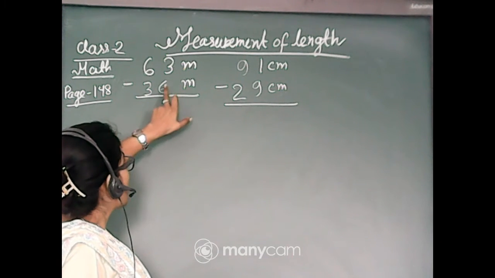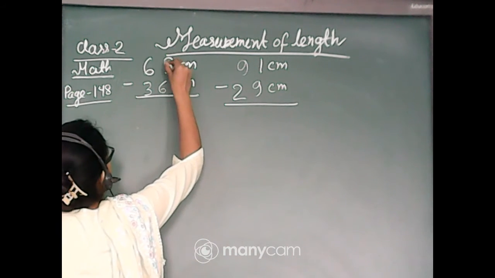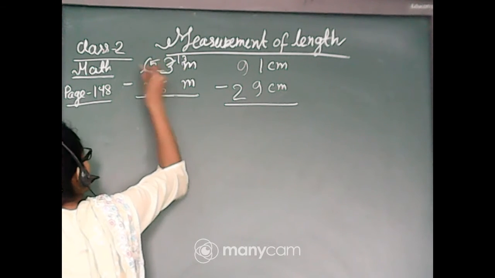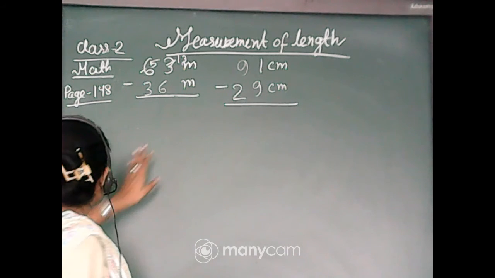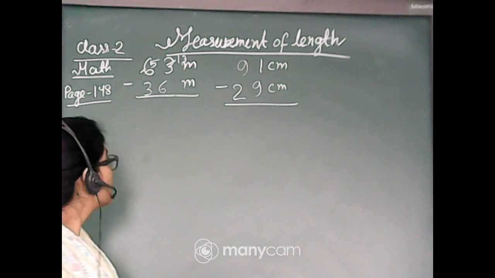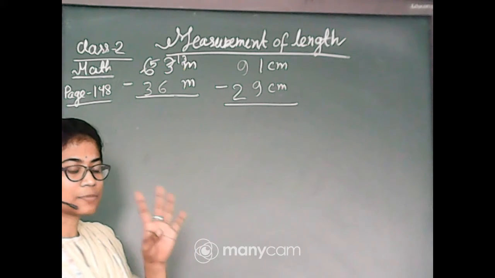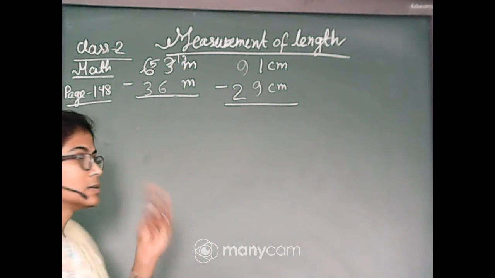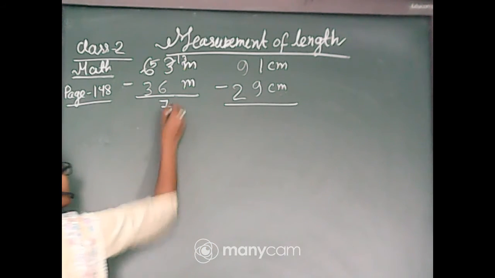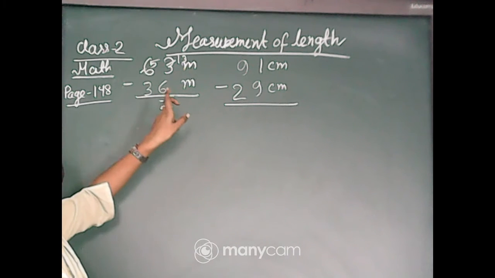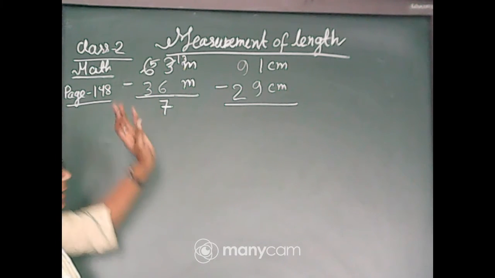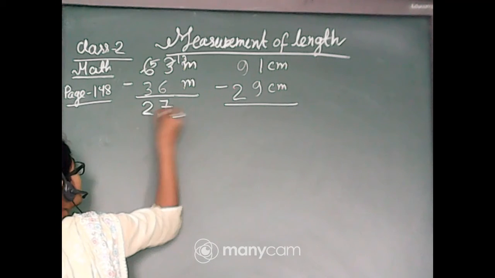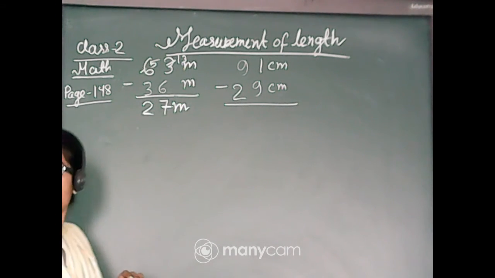Now 3 is smaller than 6, that's why we have to think of 3 as 13, and for that this 6 will reduce by 1 and become 5. Now after 6 we count up to 13: 7, 8, 9, 10, 11, 12, 13. So it's 7 fingers. Then after 3 we count to 5, so it's 4 and 5, which becomes 2 fingers. So the answer becomes 27.